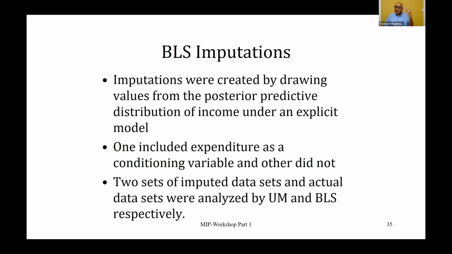Imputations were created by drawing values from the posterior predictive distribution of income under an explicit model. I used a cube root transformation for the income and developed the model. I did all good diagnostics, and I was satisfied that it was a good fitting model. The only difference was that one included expenditure as the covariate or conditioning variable, and the other did not. Then there were the two sets of imputed data sets, and the actual data set. The actual data set, the before deletion data set, is still with BLS.